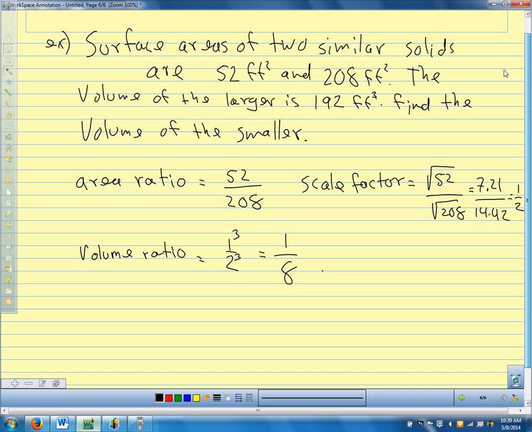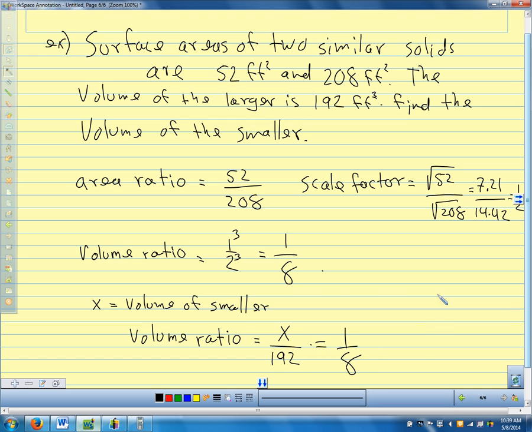If we call the volume of the smaller x, so our volume ratio also equals x over 192. From the problem, we can make the volume ratio from the information they give us. x is the one we want to know, 192 is the one the problem tells us. And that has to equal 1/8. This is my volume ratio, this is my volume ratio. They're the same thing.